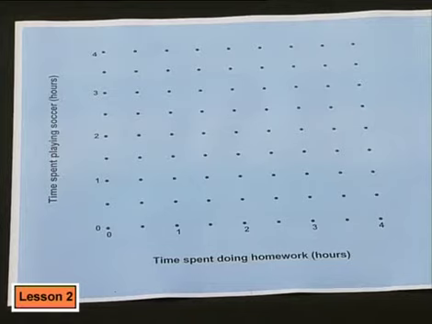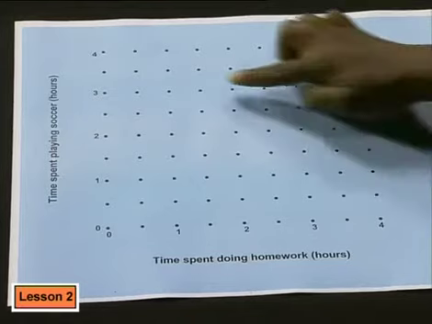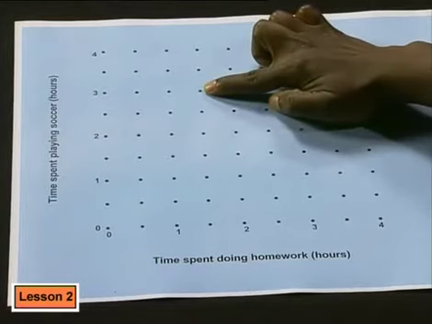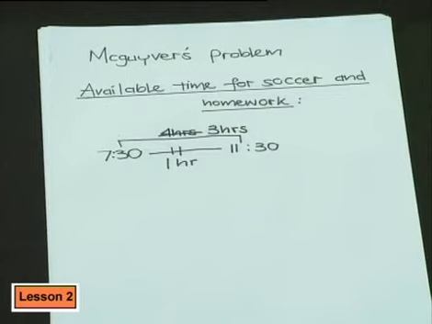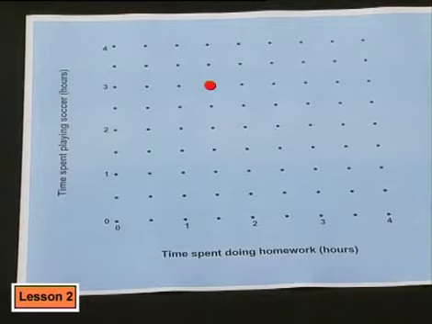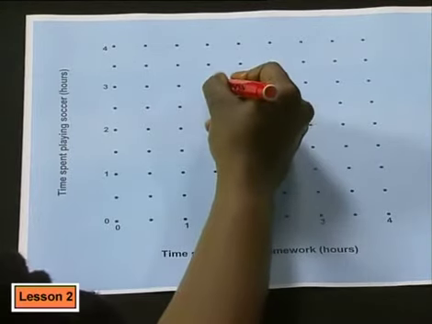I see a problem. 1.5 hours of homework and 3 hours of playing soccer adds up to 4.5 hours. But there are only a maximum of 3 hours available. You're right. That point on the grid isn't possible. It isn't a viable option. The choice of playing soccer for 3 hours and doing homework for 1.5 hours isn't possible. So let's cross off that point.